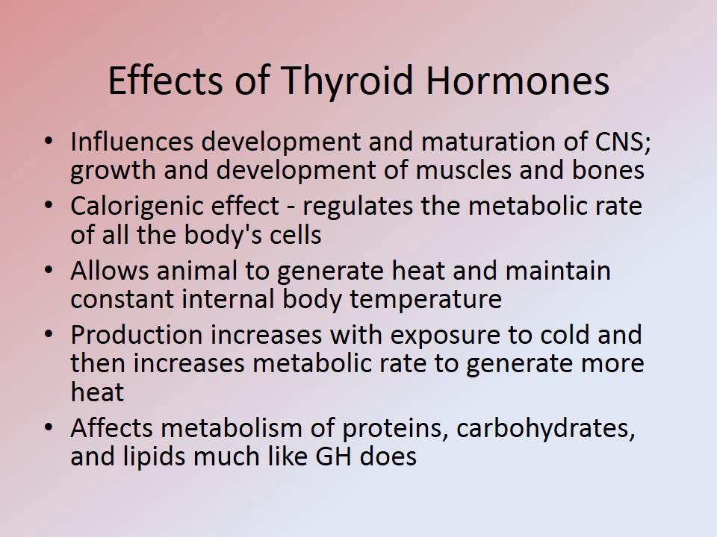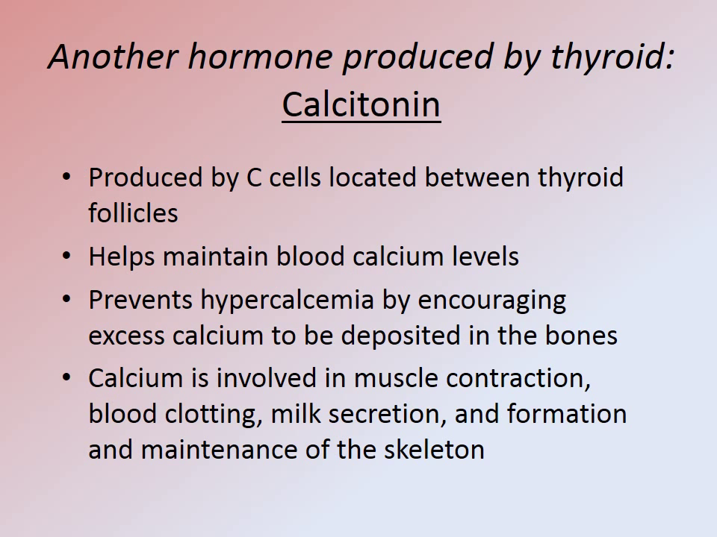Production increases with exposure to cold and then increases metabolic rate to generate more heat. It affects metabolism of proteins, carbs, and lipids, kind of like the growth hormone does as well. Another hormone produced by the thyroid, besides T4 and T3, is calcitonin. It's produced by the C cells located between the thyroid follicles, which is where the thyroid hormone is produced. It helps maintain blood calcium levels and prevents hypercalcemia by encouraging excess calcium to be deposited in the bones.